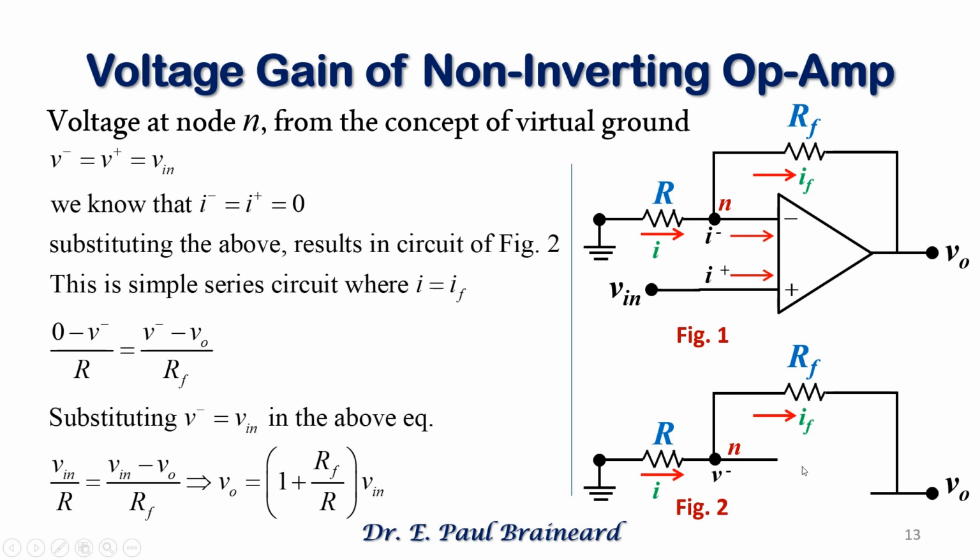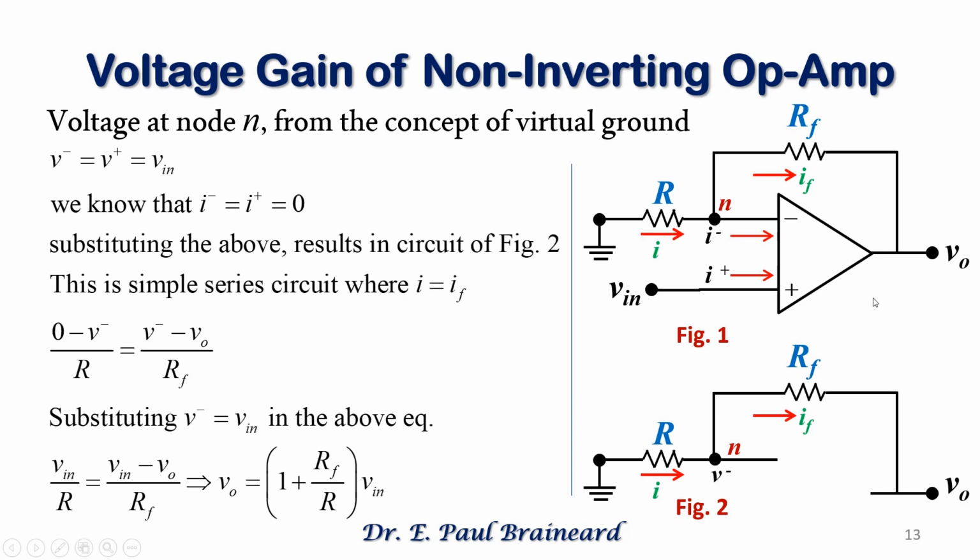In a series circuit, the currents are the same, therefore I is equal to I_F. Applying Ohm's law, we will get the expression as shown here: 0 minus V minus divided by R is equal to V minus minus V naught divided by R_F. Substituting V minus, which is equal to V in, in the above equation, we get V in by R is equal to V in minus V naught by R_F, which gives V naught is equal to 1 plus R_F by R into V in.